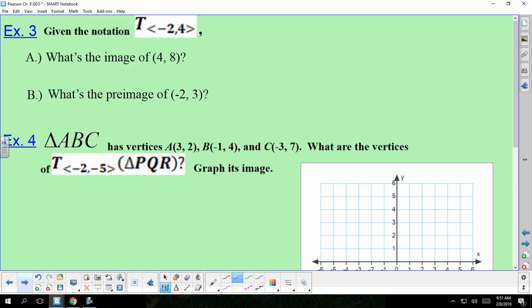So now we're given the notation for a translation. We want to find the image of 4, 8. This is very simple to do. All we have to do is take these numbers and add them to these guys. So I'm going to add negative 2 plus 4. I get 2. Add 4 plus 8, and I get 12. So that's the image.